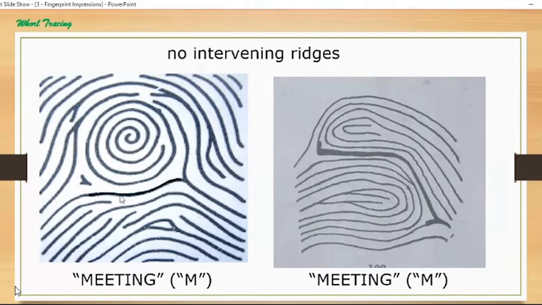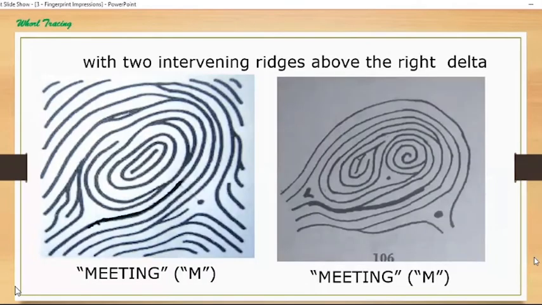This is the left delta and that is the right delta. When you trace it, there are no intervening ridges. That's why this is considered or designated as meeting. So ito naman, ito yung left delta, ito yung right delta. I-trace mo, there is no intervening ridges. So this is designated as meeting.